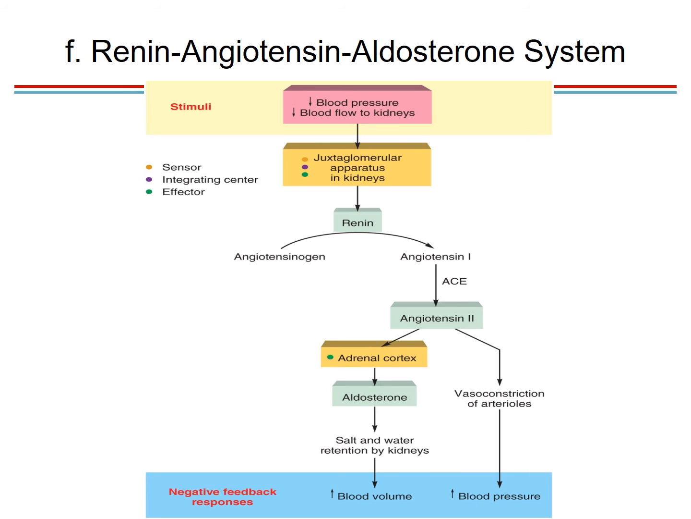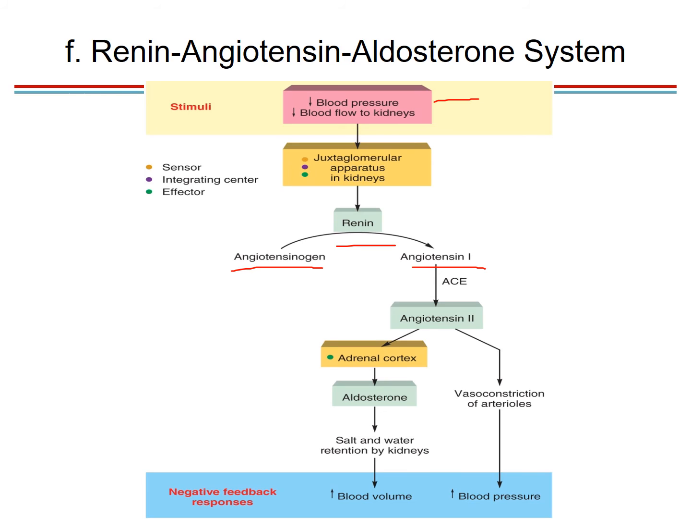Another system that is involved in blood volume with the kidneys is the Renin-Angiotensin-Aldosterone System. So this is detected when we have low blood pressure and low blood flow to the kidneys. So the cells within the juxtaglomerular apparatus are going to secrete the enzyme renin, okay? So renin is going to be what converts angiotensinogen into angiotensin 1.